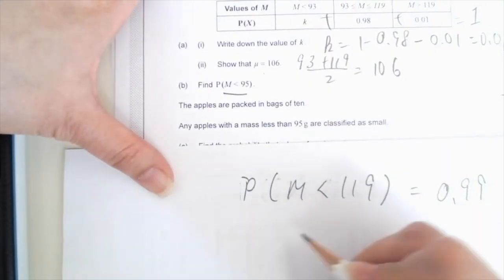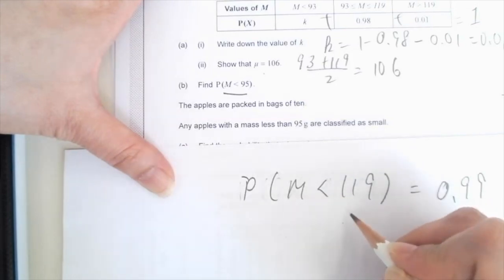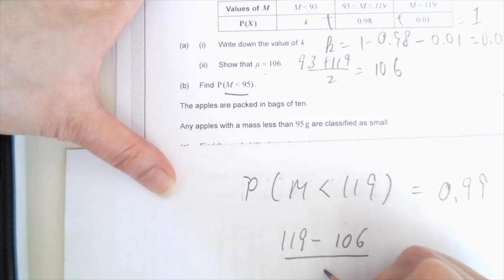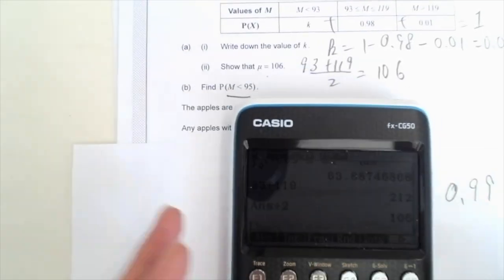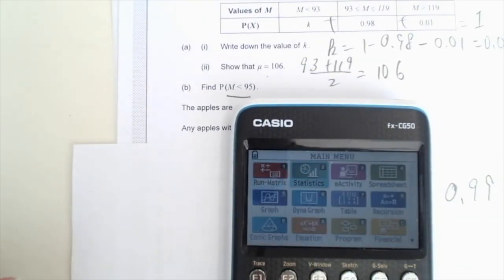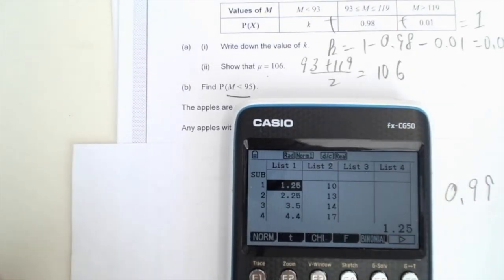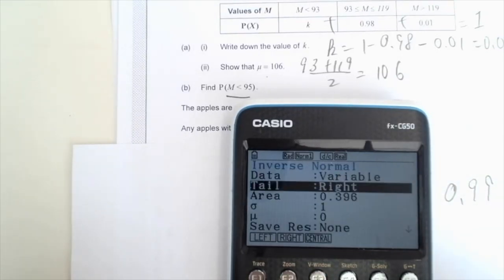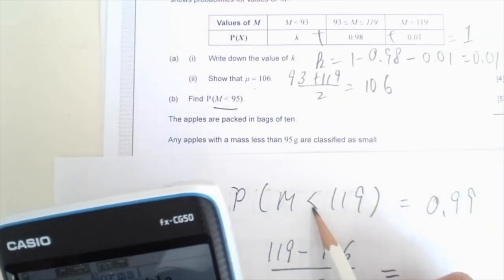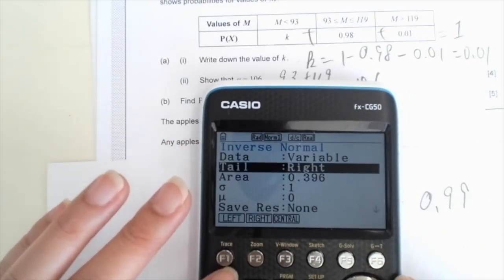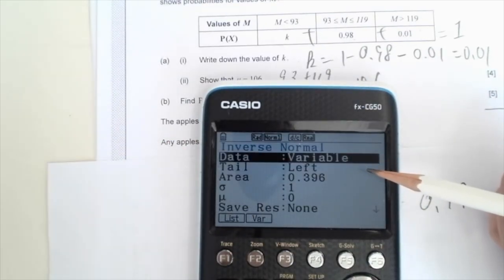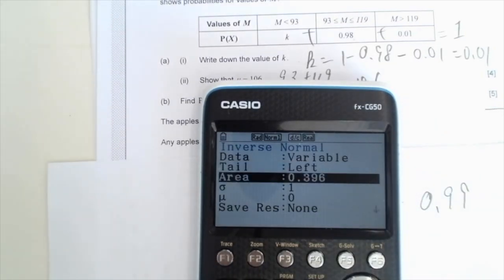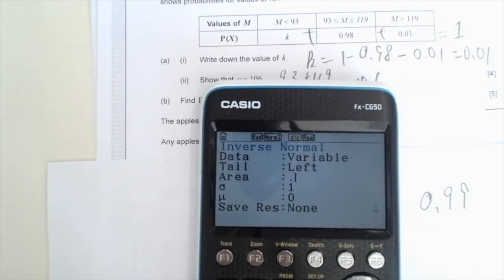So what you need to do is we use the z-score. So 119 minus the mean 106, over the standard deviation, should be equal to. Now here we go. Statistics. We don't need to care about those. We go to distribution. Ours is normal distribution, and we want inverse. So now we want it to be smaller, so it is the left. Make sure the data is variable, not the list, because using the list is wrong. So it's the left, and from the left side onward is 0.99.